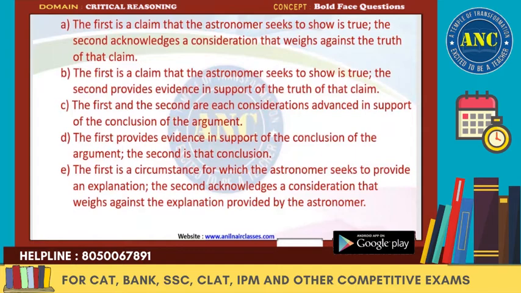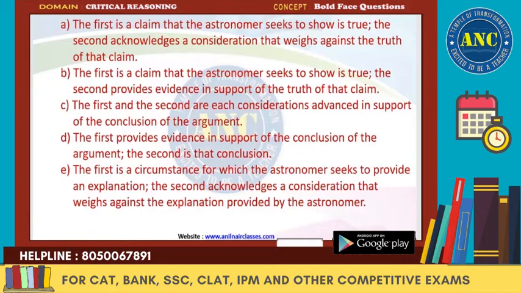The first is a claim that the astronomer seeks to show is true. The second acknowledges a consideration that weighs against the truth of that claim. The first is a claim that the astronomer seeks to show is true. The second provides evidence in support of the truth of the claim. The first and the second are each considerations advanced in support of the conclusion of the argument. The first provides evidence in support of the conclusion of the argument. The second is that conclusion. The first is a circumstance for which the astronomer seeks to provide an explanation.